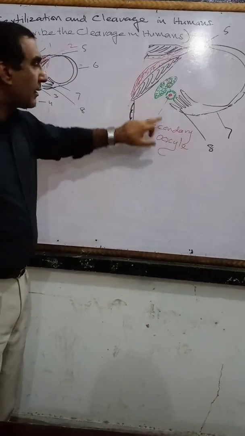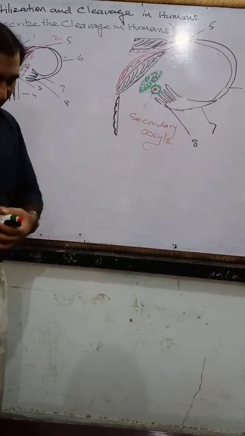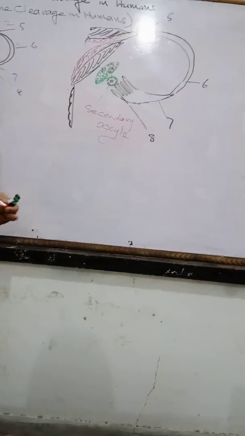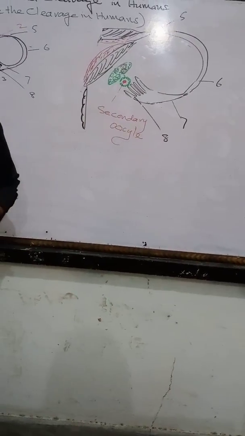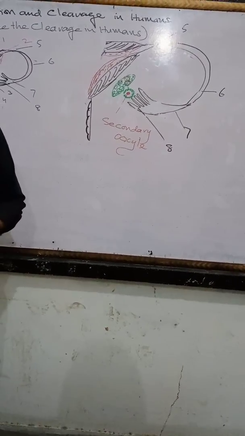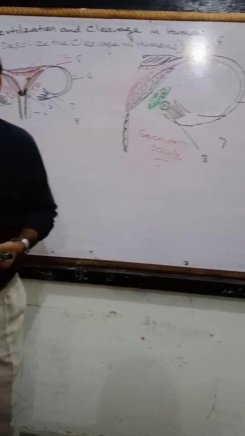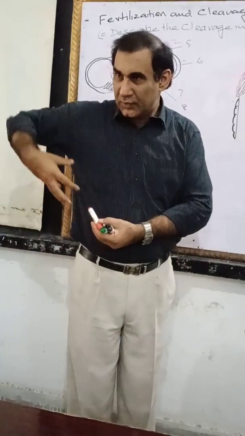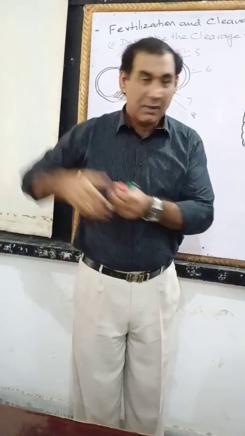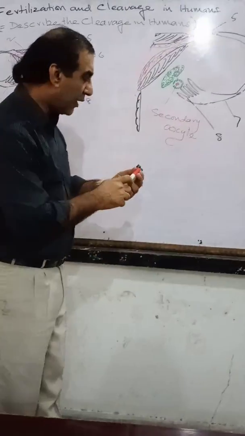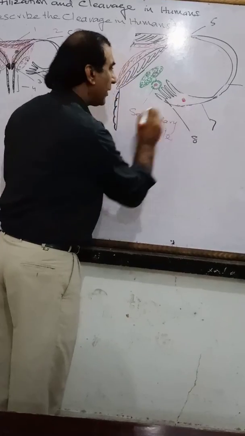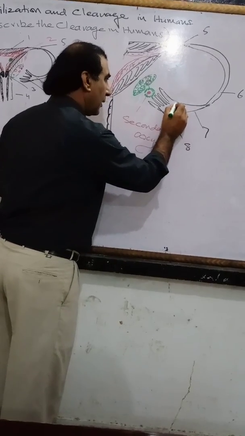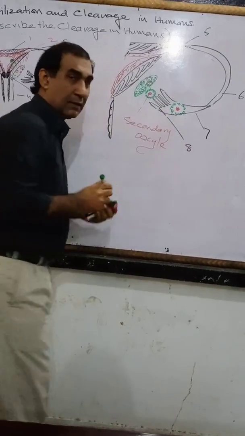Now this is secondary oocyte. As the secondary oocyte is released, what happens? It is taken up by this structure. That is what? Fimbriae. These tentacular structures are known as fimbriae. They move like this. So something which comes, that is taken up. So this ovum is taken up by these fimbriae, and in the next moment it would be here. Like this.